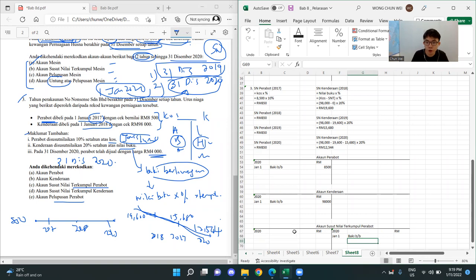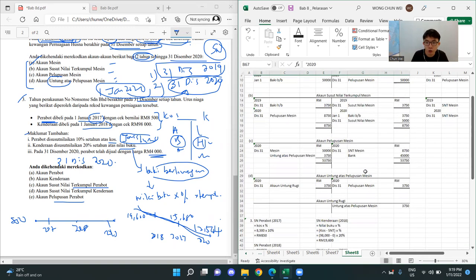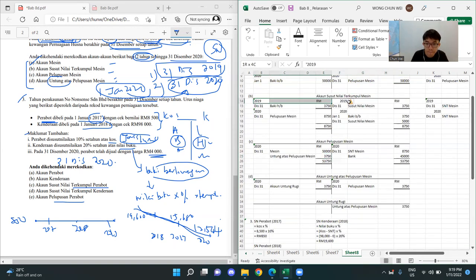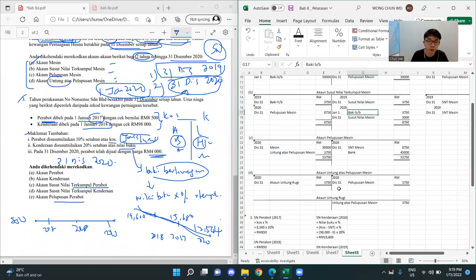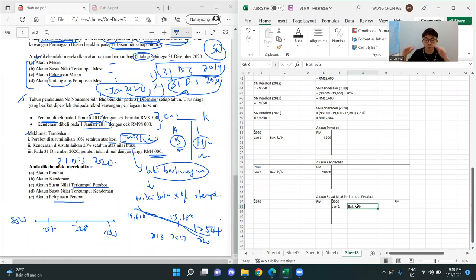So you can see here, we straight away cut to here. For the question study, we are from the top. So this is from the top. First, you debit, you credit with susut nilai machine. But then at the end, the next will be starting from baki BB already. So from here, same thing. We go straight away into 2020. That's why there is a baki BB for SNT.